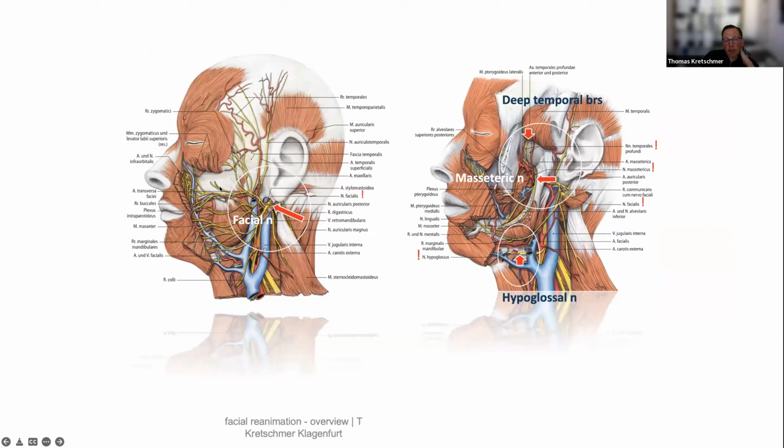So Kåre already showed you an anatomical picture, and those are the regions of interest, and those are the other branches we could use as axon donors. The masseteric nerve, once again, and the deep temporal branches, because there are several temporal branches, also an anterior branch, and here the hypoglossal nerve.